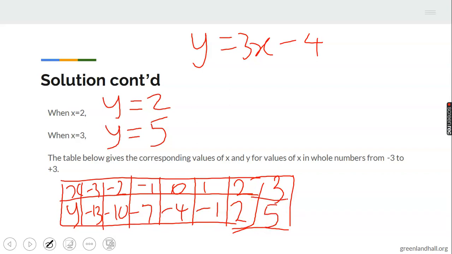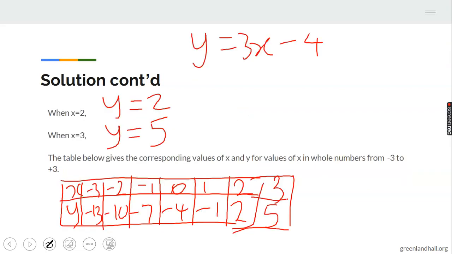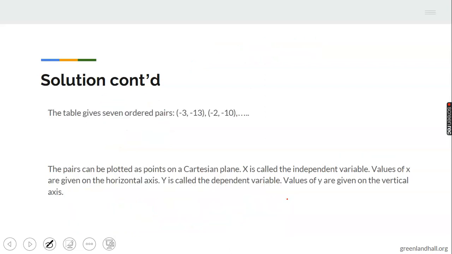So this is the first step that you take. Now, how do we get these ordered pairs? When x is minus 3, your y is minus 13. That's why we have minus 3, minus 13. Then when x is minus 2, y is minus 10. That's why we have minus 2, minus 10. Then it follows like that.